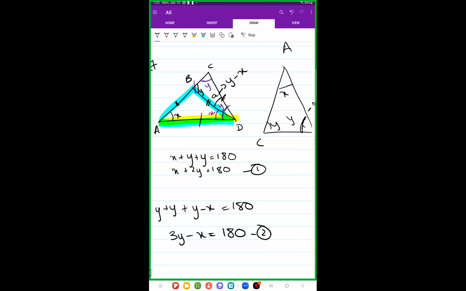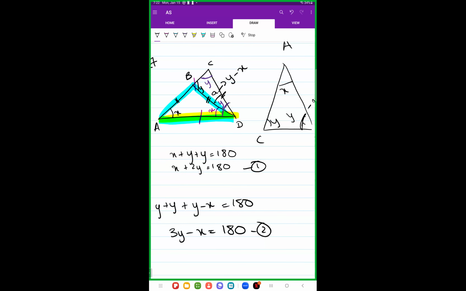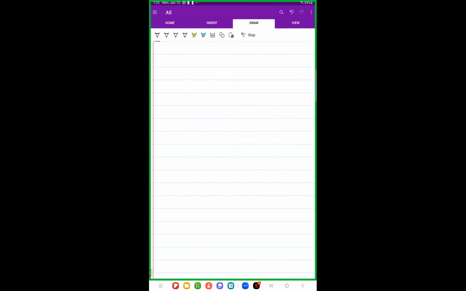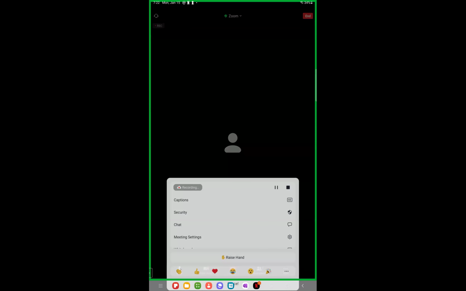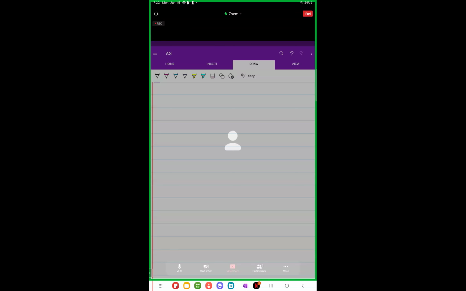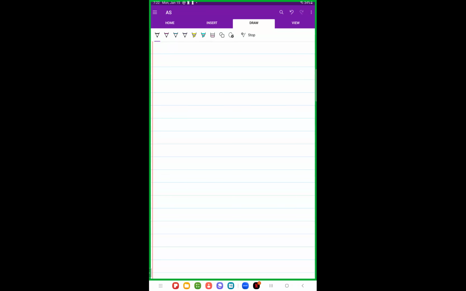Makes sense? Now what I want you to do is do this question on your own without looking at my working. But before that, what we did, we had three triangles. Our biggest triangle is ACD, and then we have ABD, and then we have CBD. So for our big triangle ACD, the equation is x plus 2y equals 180. I don't want you to look at the equation. I want you to do it from scratch on your own.